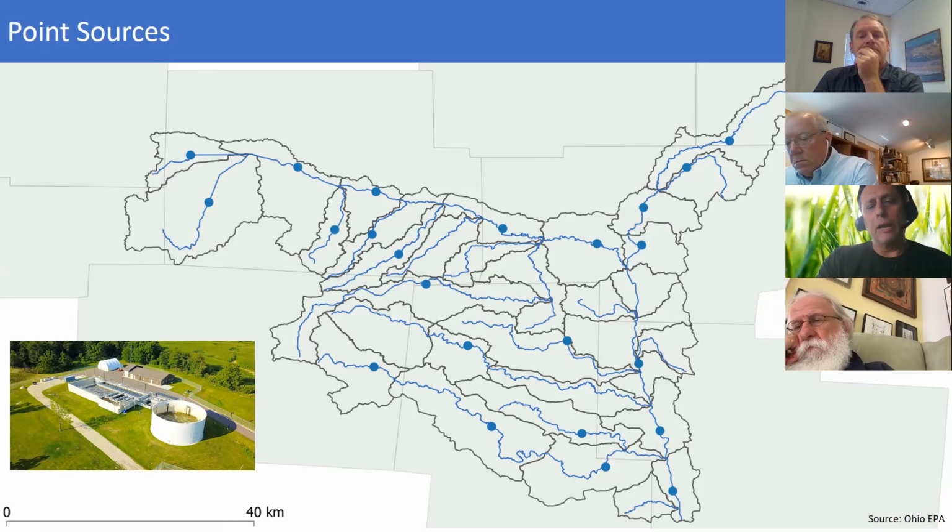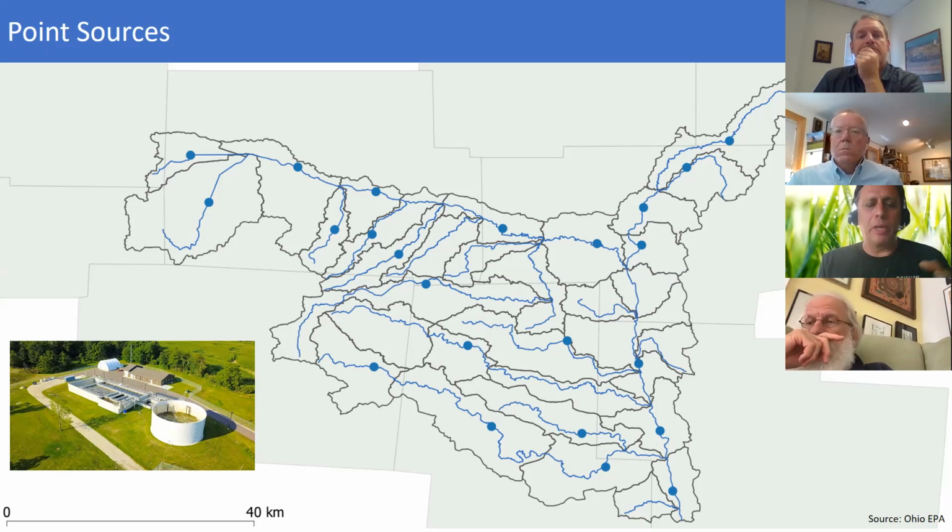So we take all that information, add it all up, and input it into the model to represent correctly what's happening in terms of the loading from these point sources. So these are sources that have a direct discharge into a stream, creek, river, or other water body. They have a pipe, and therefore they need a permit, and so they're reporting that information to Ohio EPA.